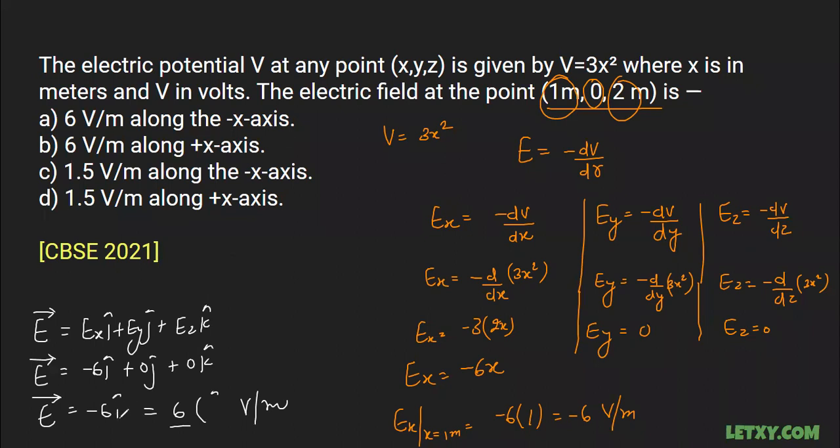No problem at all, mistakes happen. So 6 minus i cap. You can see minus i cap denotes the negative x-axis and 6 is the magnitude. So the first option is 6 volt per meter, which is the magnitude, along the negative x-axis. Remember, this is the negative sign, not the hyphen. So that's why the first option is correct. The second option is not correct, not because the magnitude is wrong, the magnitude is absolutely correct, but the plus x-axis is not the answer because the final answer has minus i, not plus i. C and D are already incorrect because the magnitude is not correct.